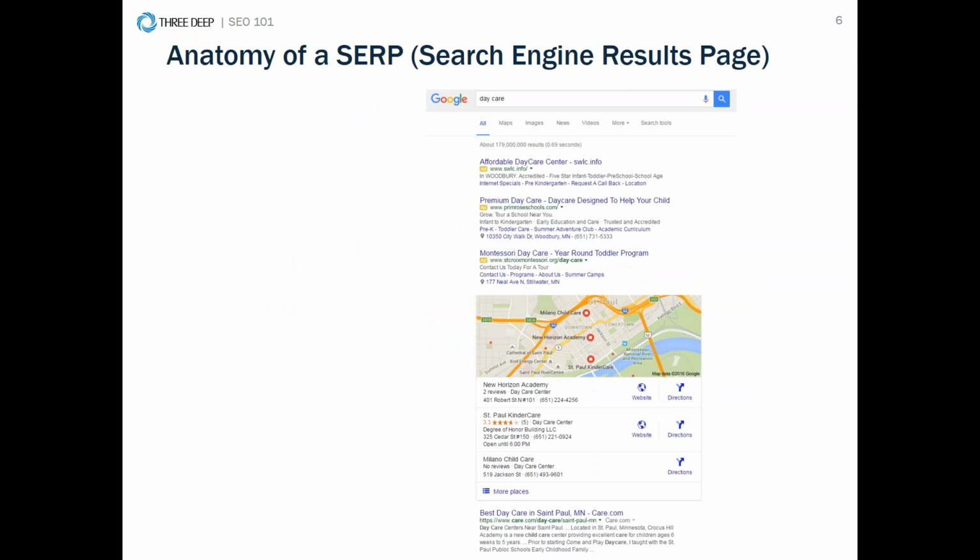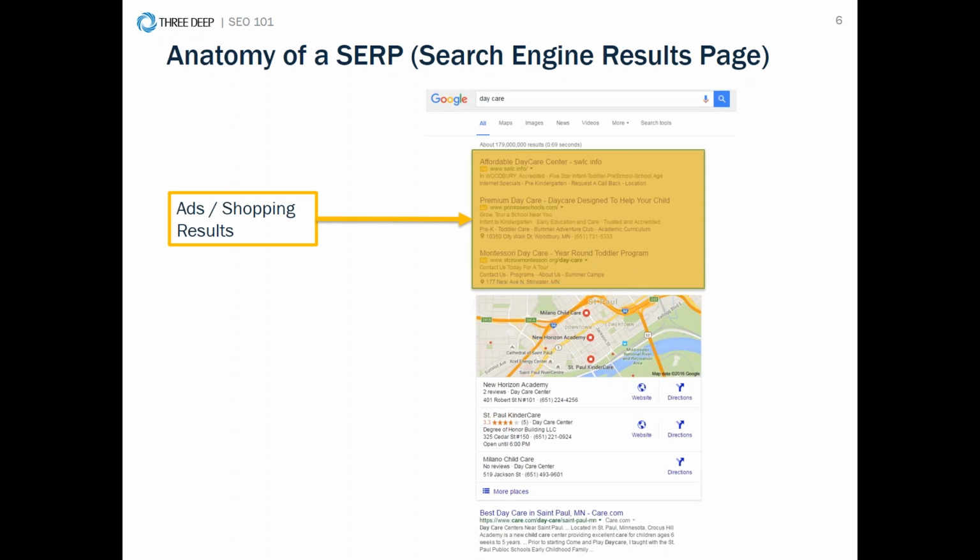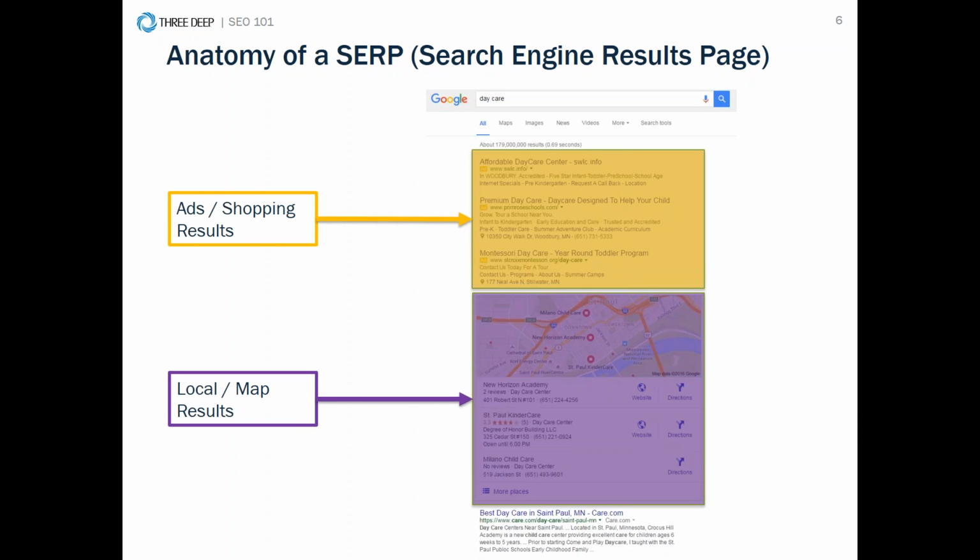As you can see here from this screenshot, this is a typical search engine results page that you'd see. It's actually one that I see pretty frequently, as I have three kids and search for daycare. So let's break it down. What are we looking at here? Well, number one at the top there, these are the ads or the shopping results. These are what people pay for to be at the top of the search engine page. Down further, you have some local or map results.